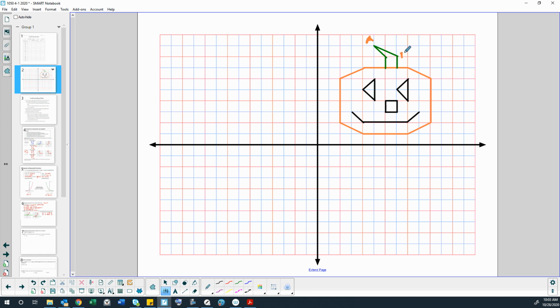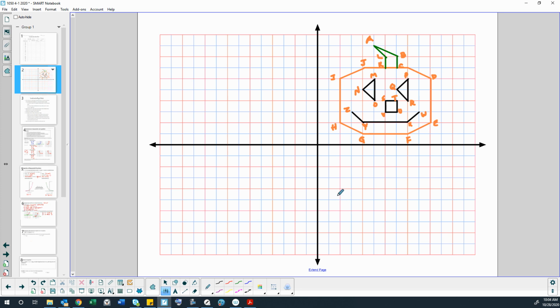So call this A, B, C, D, E, F, G, H, I, J, K, L. And then if I want to include the inside details, I would have M, N, O, P, Q, R, and then maybe S, T, U, V, and then W, X, Y, Z. So instead of 15 points, I ended up with 26.